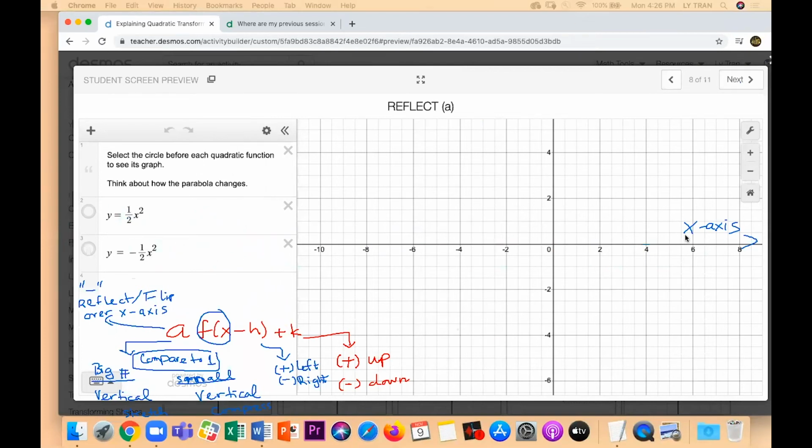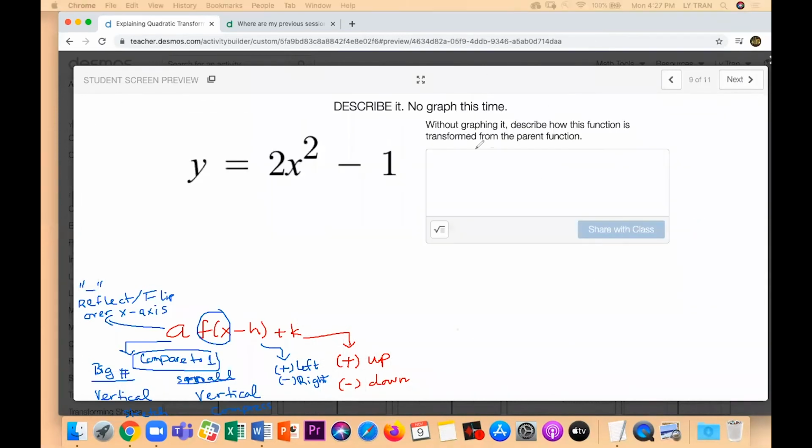Okay, this is pretty much the same, so I'm just going to move it on. Here we go. So let's see. Okay, so now we have this question that said, without graphing it, can you describe how this function is transformed? In order to do that, I like to write the formula down. I always like to write it down just so I remember how to do it.